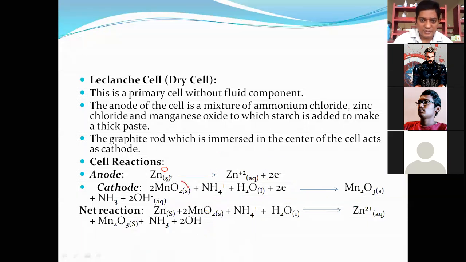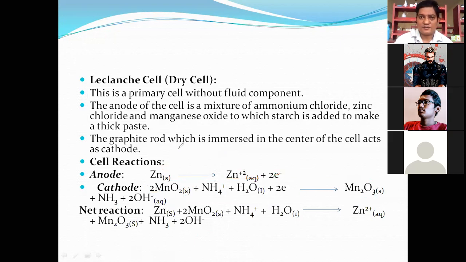Now see this here, manganese dioxide. MnO2 gives rise to Mn2O3, right? There is a change in the oxidation state. The oxidation number decreases. If the oxidation number decreases, it is known to be reduction reaction. So this part is reduction, and zinc to Zn2+ is known to be oxidation.